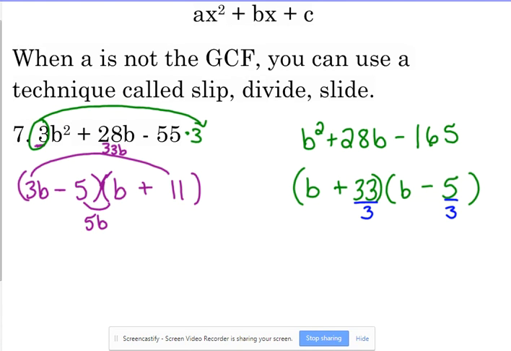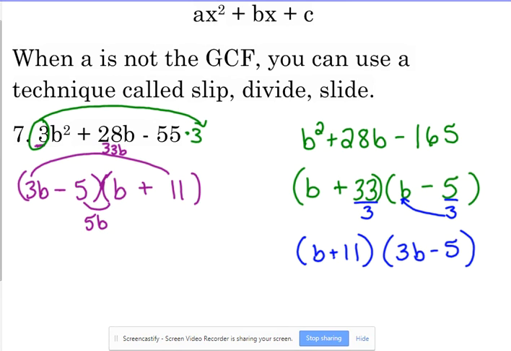And we're going to simplify as much as possible. 33 divided by 3 is 11. 5 over 3 doesn't simplify. So here's where the slide comes into play. That 3 is going to slide in front of the b in that factor. Notice I just got the exact same answer that I got the first time. I know it's the correct answer. It was just a little different method. Personally, I don't use it, but if it works for you, go for it. If it works for you, you can use it.